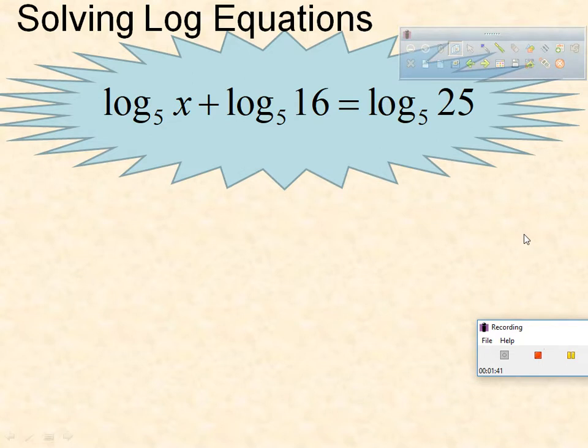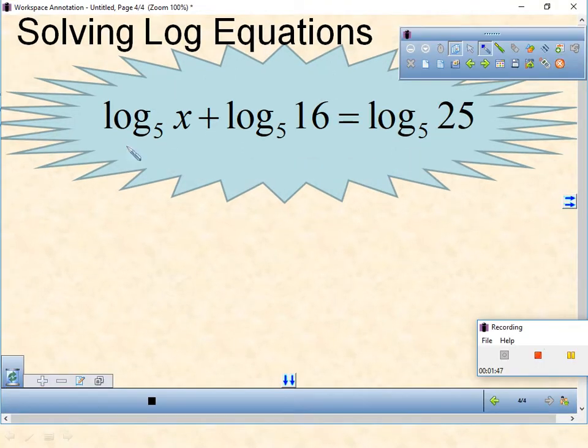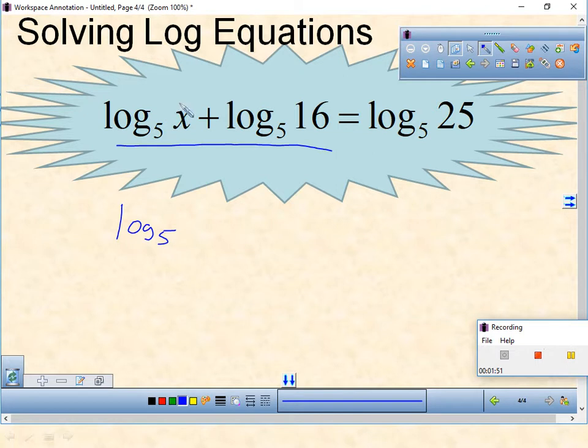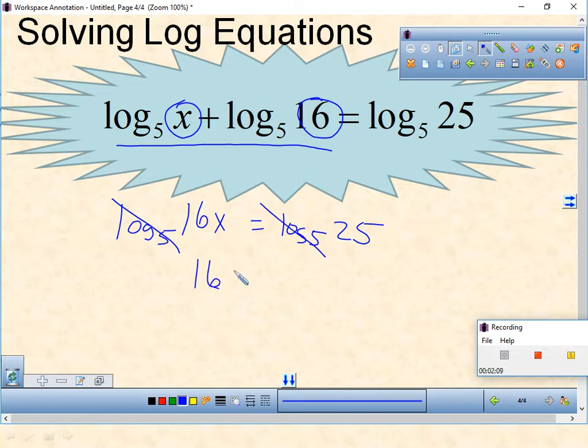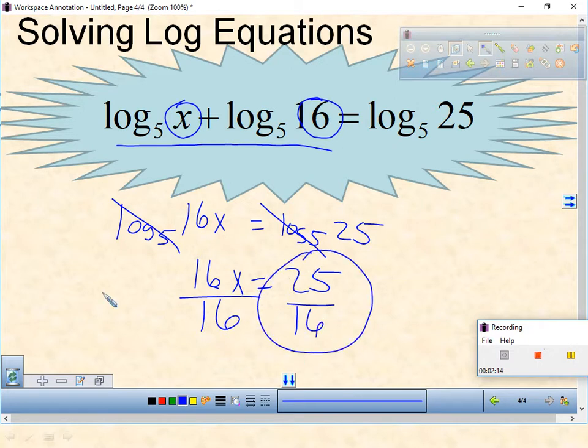Take a second and write down this example right here. All right, guys, so to solve this problem, you would need to condense the left-hand side. So I'm going to say log base 5, and multiply the x times the 16, so that'll give me 16x. So I'm going to have log base 5 of 16x equals log base 5 of 25. And because these have the same base, and there's one log on the left, one log on the right, you can cross them out. You get 16x equals 25, and then you can solve that for x. You get 25 over 16, and that would be your answer for that problem.